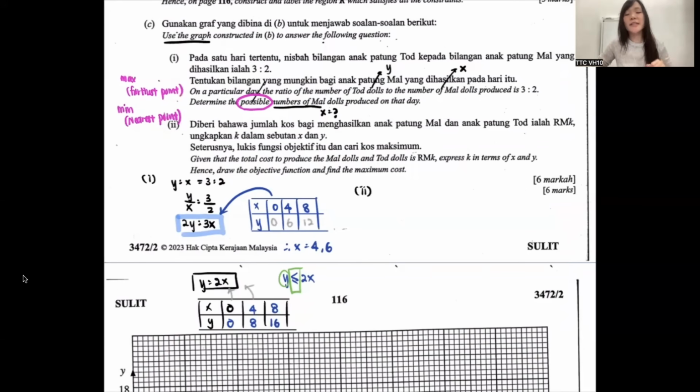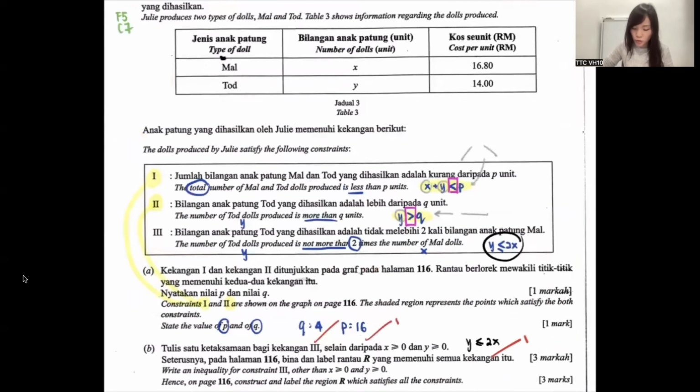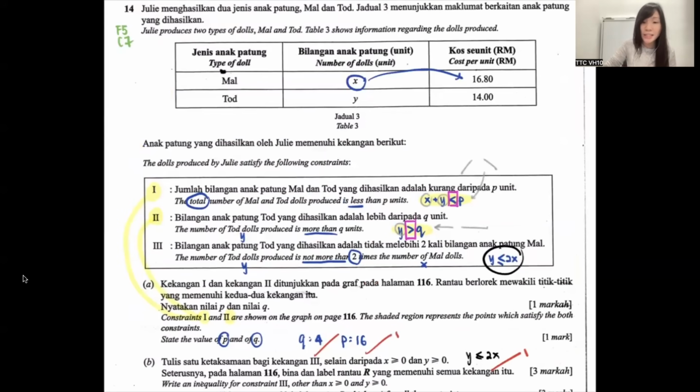Next one, given that the total cost to produce Ma and Doll is RMK, express K in terms of X and Y. So they want to form an equation for K. So K represents what? K represents total cost. So how much is the cost, my dear? Based on the question, they tell you, for X, the cost is 16 ringgit 80 cents. For Y, the cost is 14 ringgit.